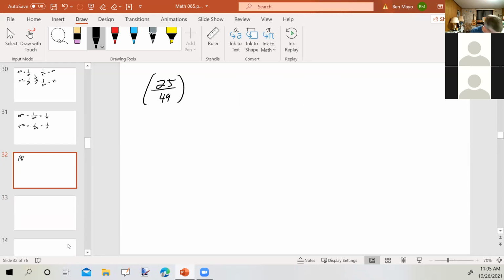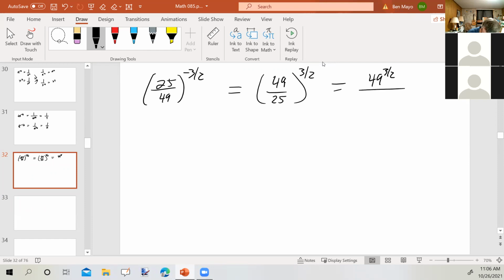25 over 49 to the negative 3/2 power would be 49 over 25 to the positive 3/2 power. Again, reciprocal, change the sign of the exponent. But now I have a quotient raised to a power. So I'm going to attach the power to both the numerator and denominator of the quotient.